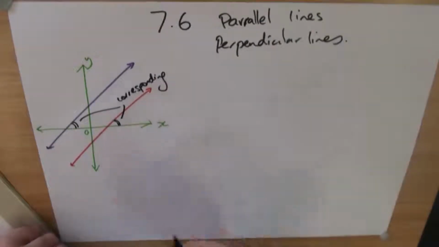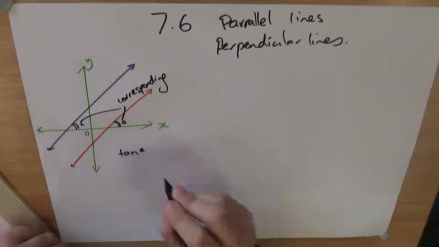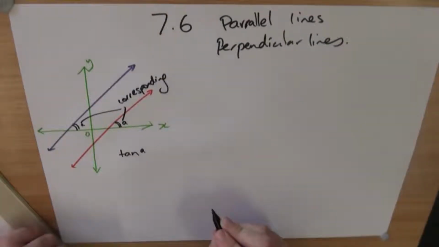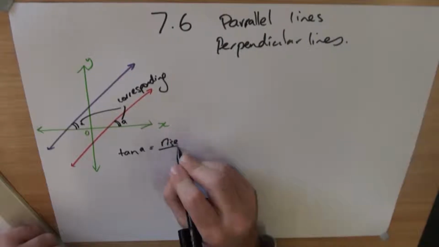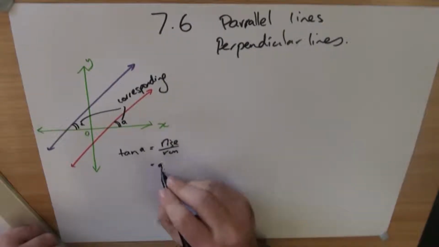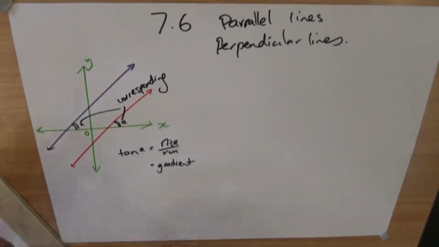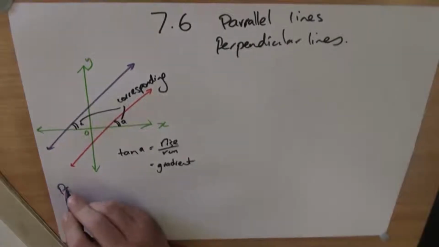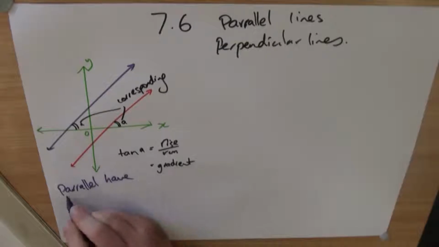Which means that tan of that angle, say it's A, is going to be the same for both of them. And tan A is going to be the gradient, or the rise over the run, which is the gradient. So parallel lines, unsurprisingly, have got the same gradient. Parallel lines have the same gradient.